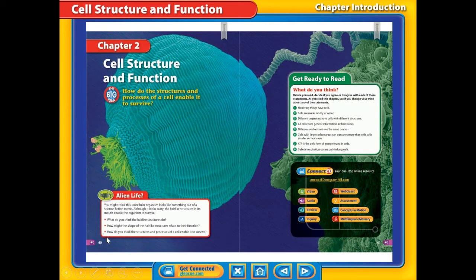And then the third question, how do you think the structures and processes of a cell enable it to survive? So how do you think the parts and the things that those parts do, or that they do together, help a cell to survive? So that's kind of what enable means. And write your best guesses. Okay, and that's going to be in the Schoology discussion post.